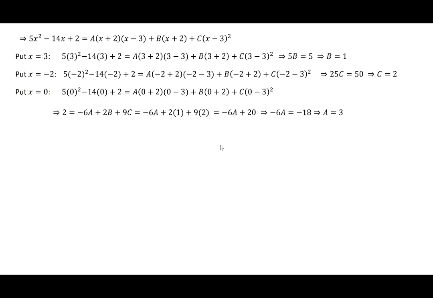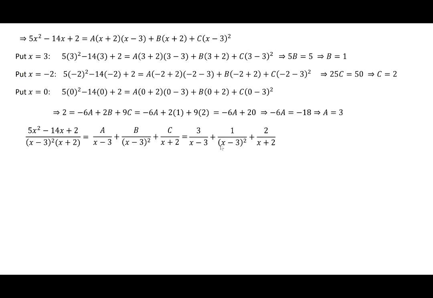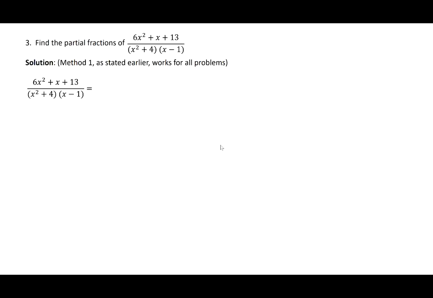So put x equal to 0 and solve for a. And so we got a, b, c values, and we split this into partial fractions. Let's see.